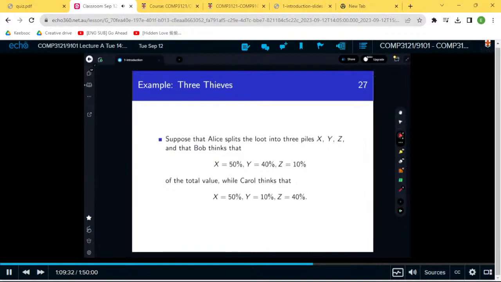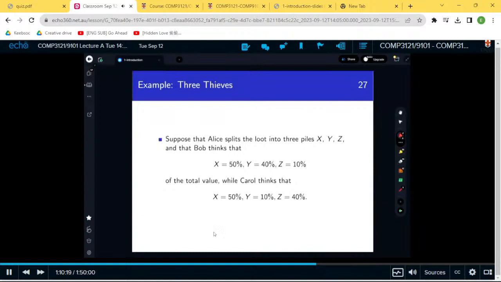So Alice splits the loot into 3 piles, x, y, z, that are equal value from her perspective. Bob thinks that x is worth 50%, y is worth 40%, and z is worth 10%. And Carol thinks that, well, x is also the most valuable, and it's worth 50%, y is worth 10%, and z is worth 40%. Okay, basically, they will struggle to allocate something to Alice that's, from both of their perspectives, less than a third.